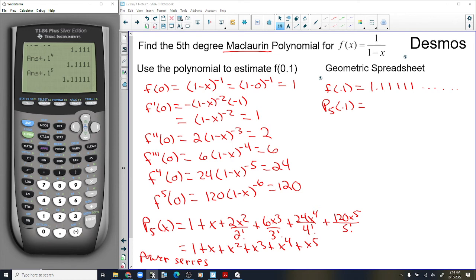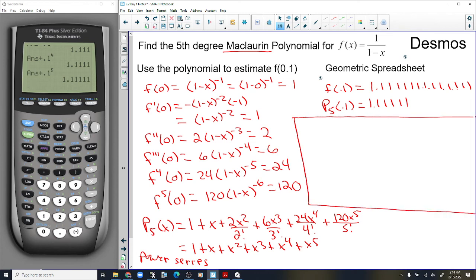So 1.11111. But this keeps on going forever. So if you want it to be more accurate, just add on another term. You can be accurate to as many decimal places as you want. Now I'm going to stay on this one for a little while, because there's so much to talk about on this one.